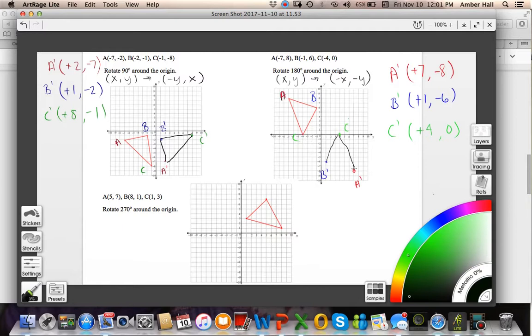Again, I'm going to do just a visual check. C and C prime, same distance away. Good. B and B prime, same distance away. A and A prime, same distance away. We're good to go.